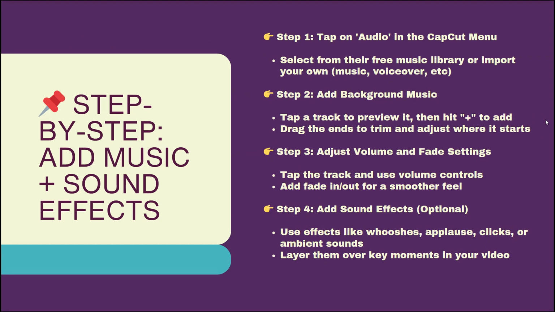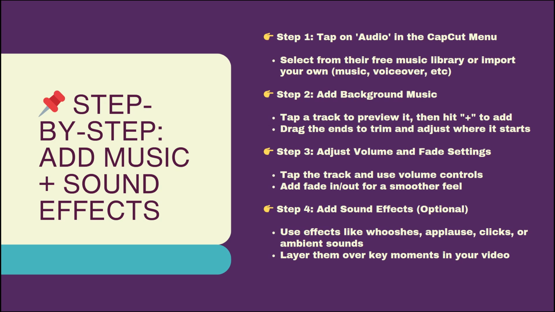So today we're going to pop into CapCut. We're going to tap on audio in the CapCut menu. And you can select from their free music library, or you can import your own music, voiceovers, all sorts of things. And then we're just going to tap a track to preview it and hit the plus to add. Drag the ends to trim and adjust where it starts and where it ends, similar to editing a video.